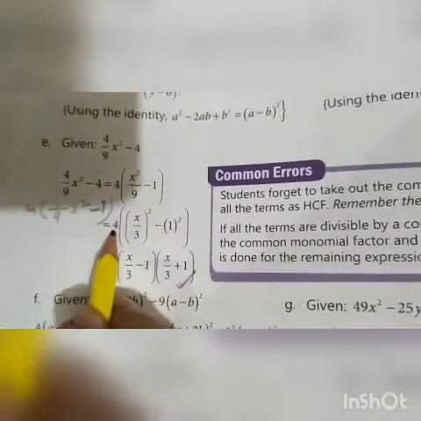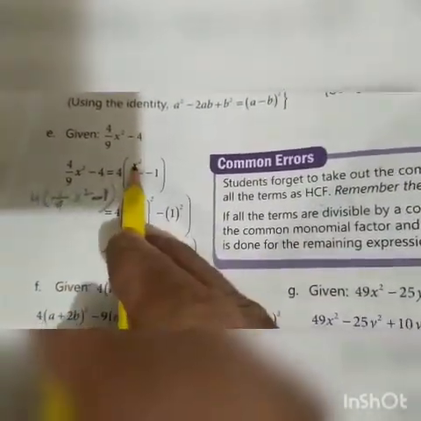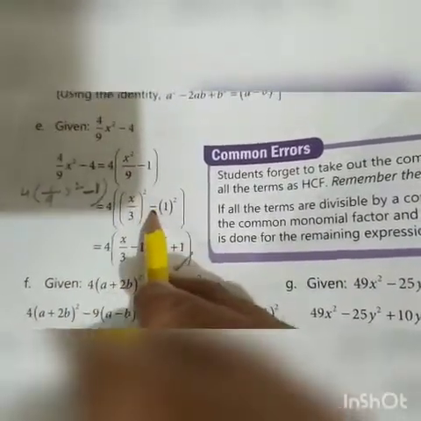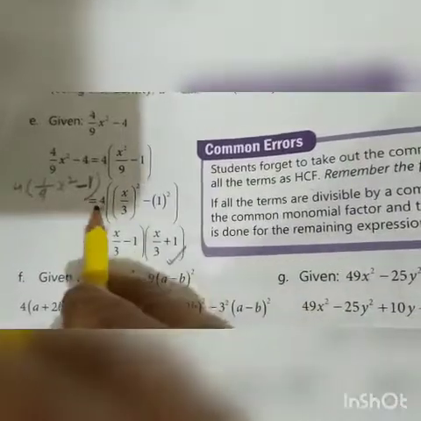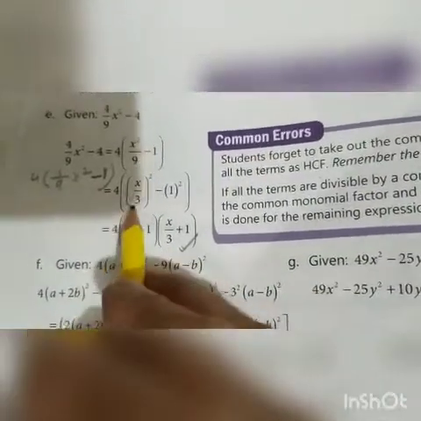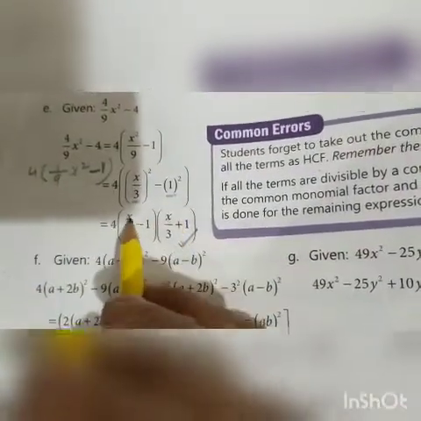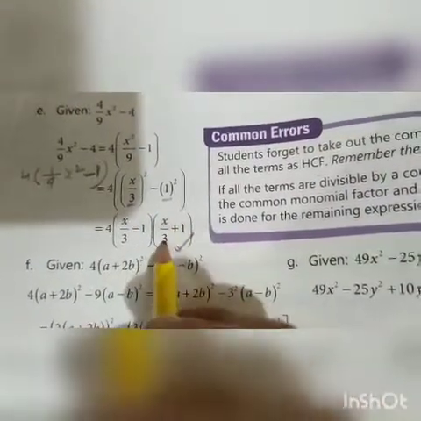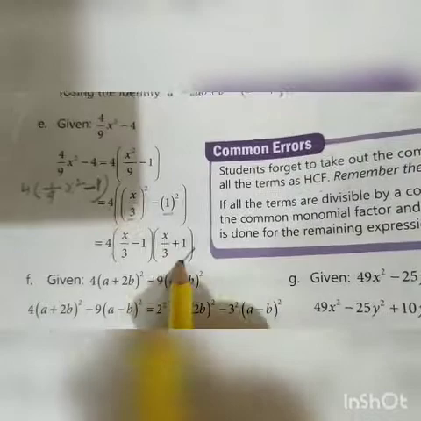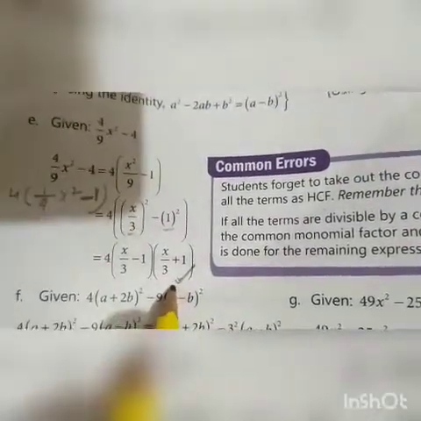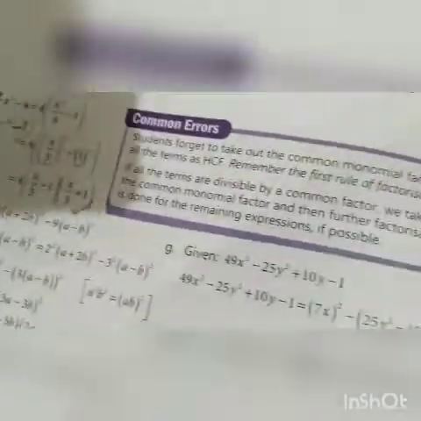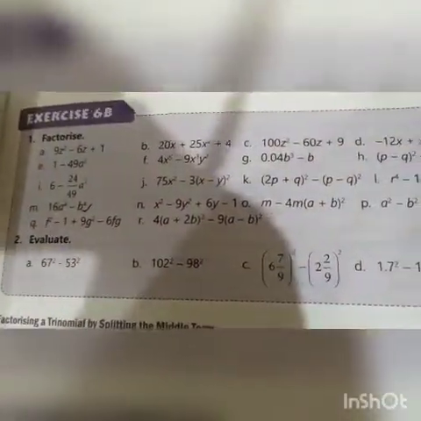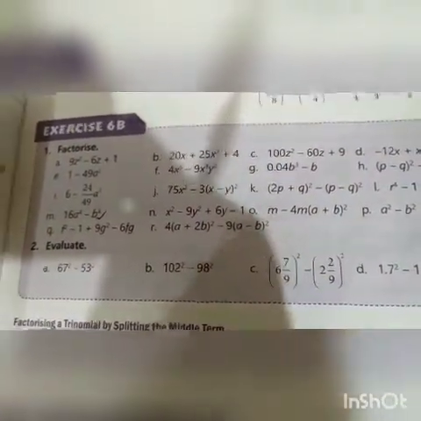Now write this 4 as it is. This x square upon 9 is the square of x upon 3, whole square, minus 1 whole square. Now 4 will be written as it is. Now this is a and this is b. So x upon 3 minus 1, a minus b, x upon 3 plus 1, a plus b. I think now up to here all of you are able to understand.